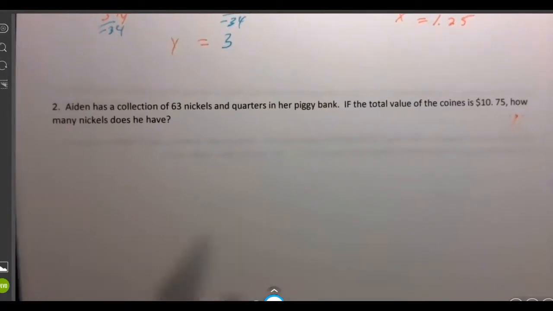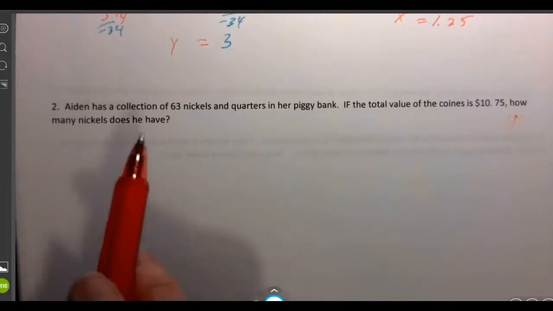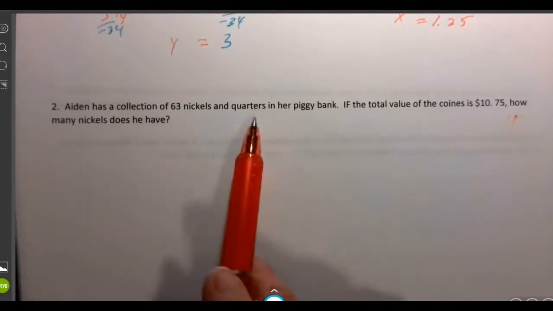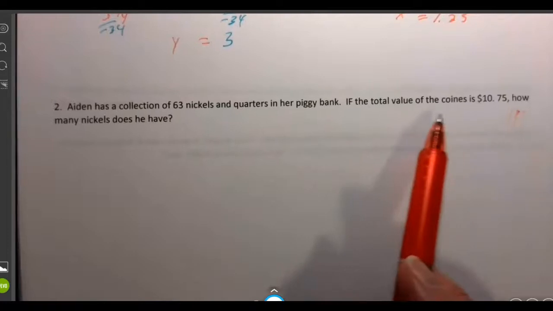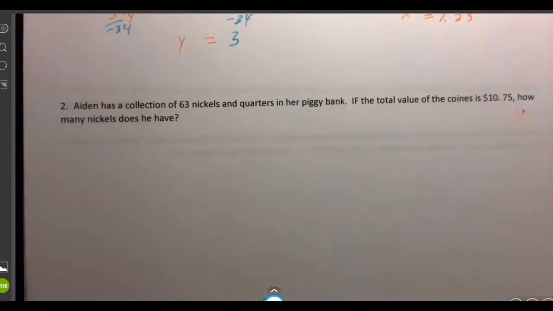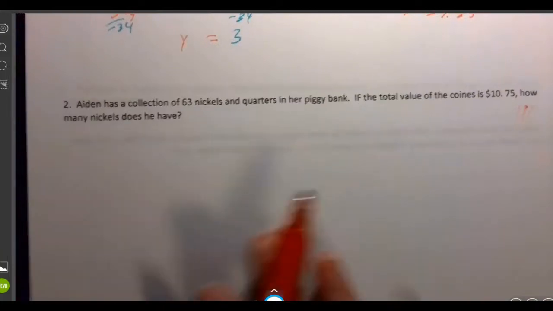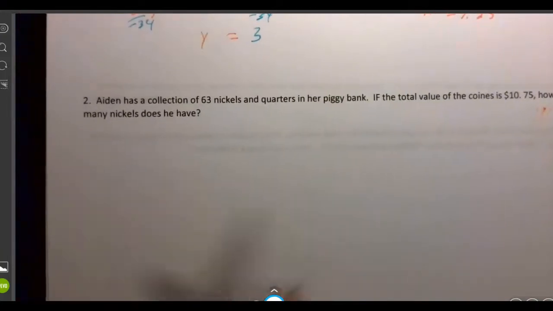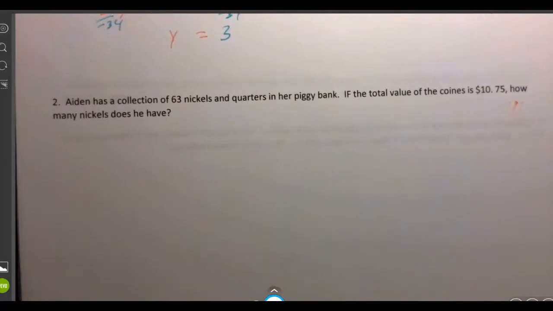Oh, number 2, this one's coins. This one's a cool one because, well, okay. Aiden has a collection of 63 nickels and quarters in her piggy bank. If the total value of the coins is $10, how many nickels does he have? Okay, so what we need to understand is that we already know some of the information just by going in.